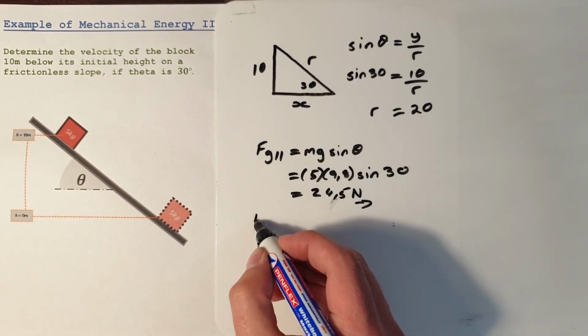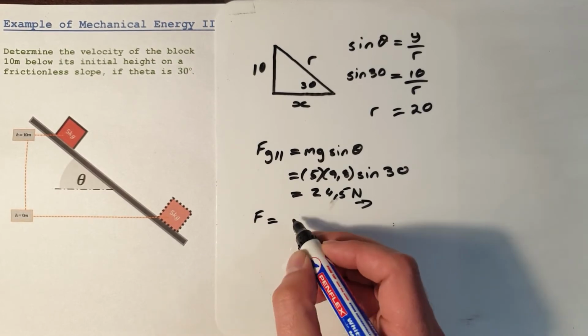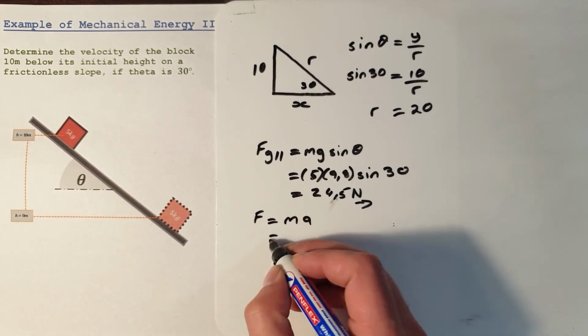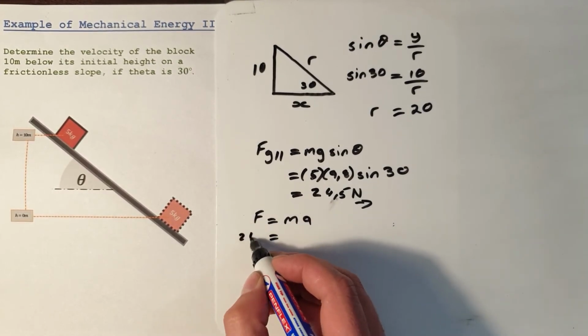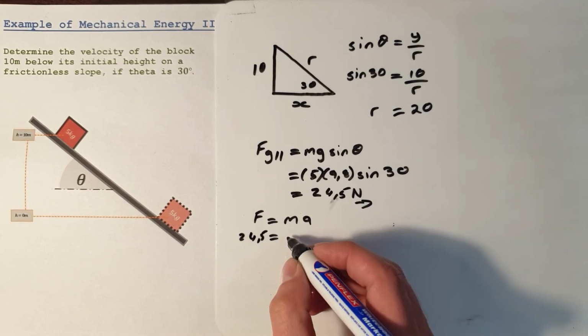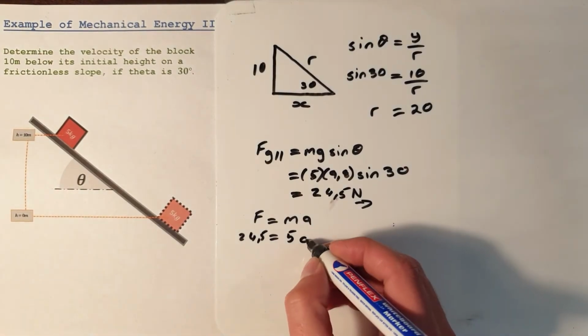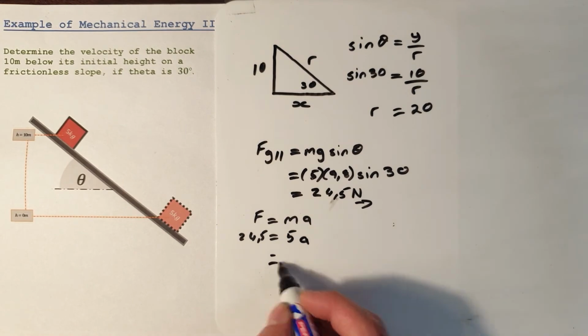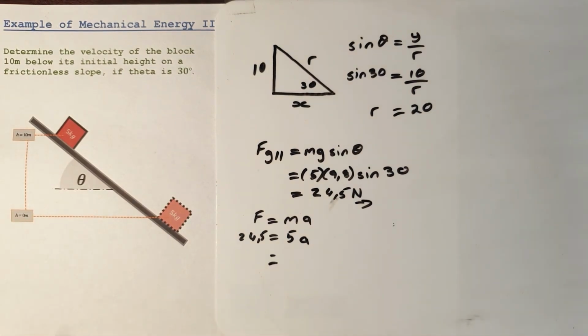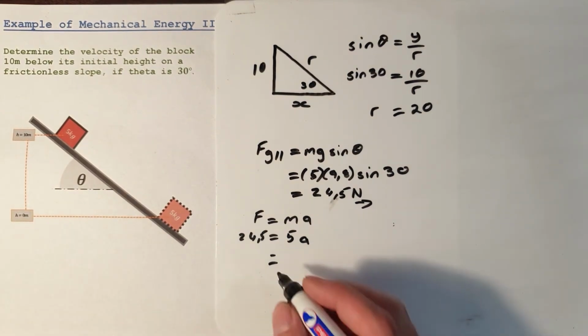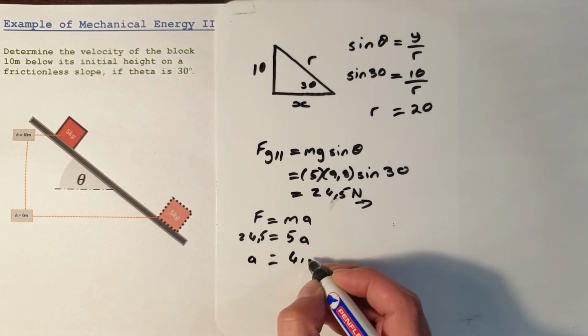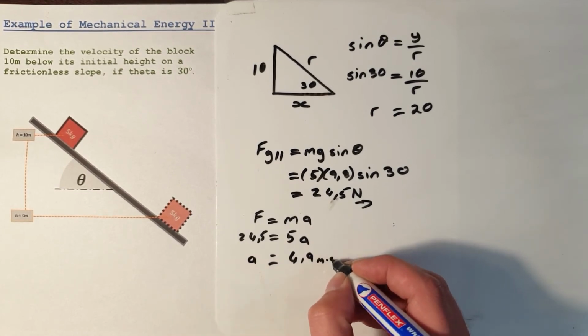Now we can find out the acceleration that it would undergo. If we have F is equal to ma, we have a force of 24.5 newtons, a mass of 5 kilograms, and acceleration is what we're trying to calculate. And so that is going to be equal to 4.9 meters per second squared.